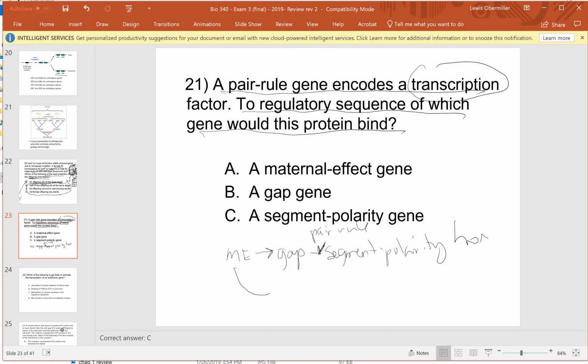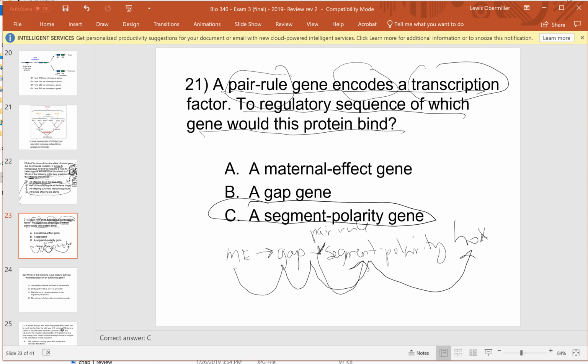So we have maternal effects, which bind to gap, that binds to pair rule, that binds to segment polarity, that binds to the homeotic genes. So if this is a pair rule gene and it encodes a transcription factor, it's going to bind to the next downstream element from that, which would be the segment polarity gene. So that answer is C.